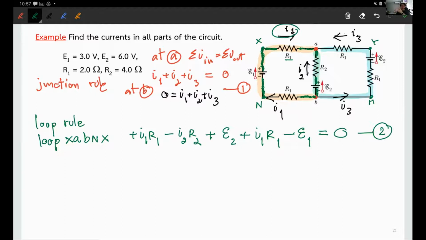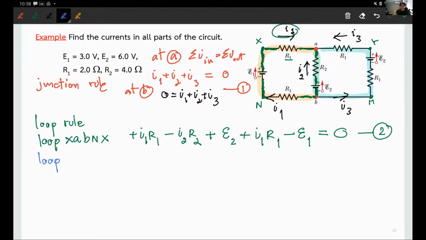But of course, because it's 3 unknowns, you need 3 equations. That means you need to pick one more loop. Just to showcase, you can pick any loop out of the 3 loops that you see. So let me do another loop for you guys, and show that you can analyze the loop in any direction you like. I'm going to do the outer loop.